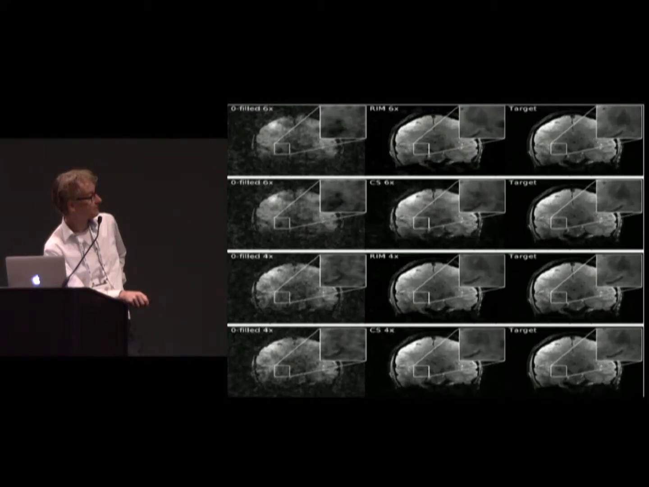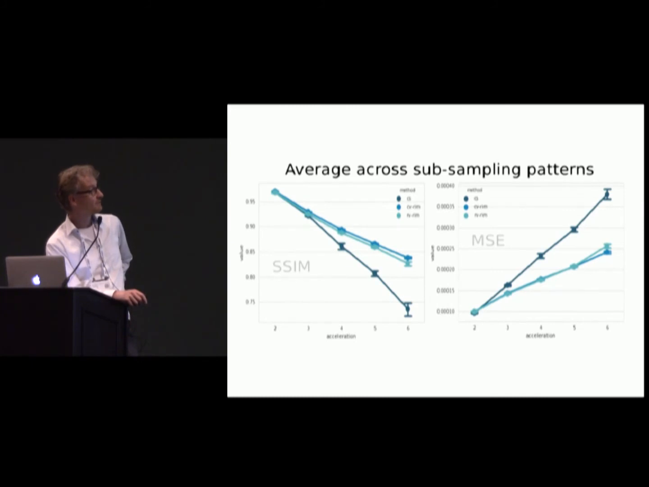Yeah, RAM, target, and compressed sensing. So some sort of numerical results. These are two measures. This is the error measure, so low is good, and this is some similarity measure, so high is good. And these are the two variants of our algorithm versus compressed sensing. With small subsampling patterns, they're doing equally well. But then as the subsampling gets higher and the acceleration gets higher, our algorithm wins out over the compressed sensing algorithm.